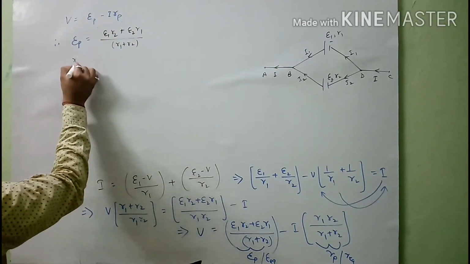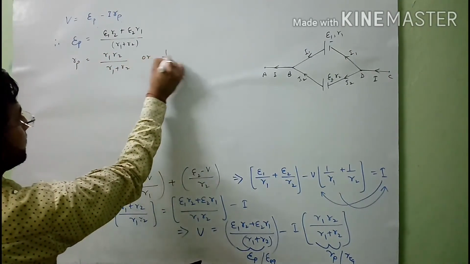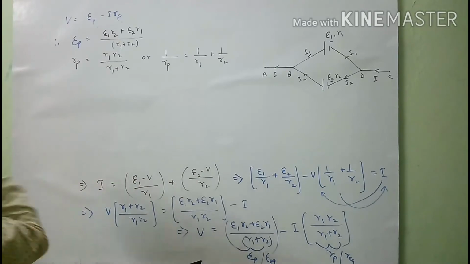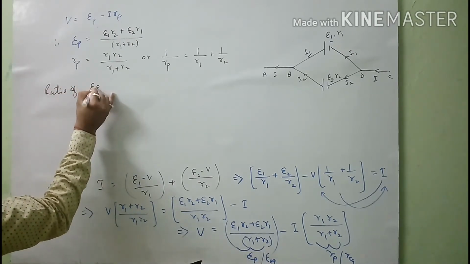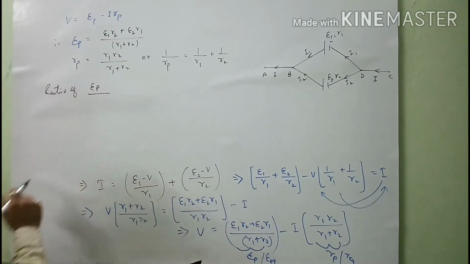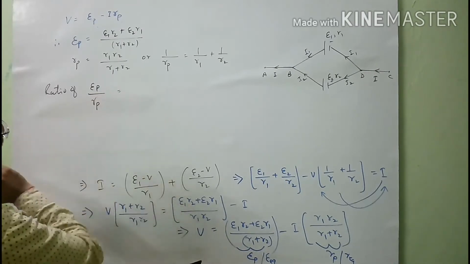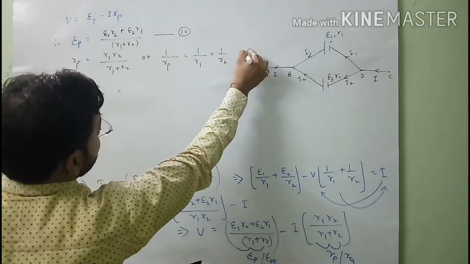Clear? And RP is equal to R1 R2 over R1 plus R2, or you can write 1 upon RP is equal to 1 upon R1 plus 1 upon R2. Point is clear, student? So here I will write this part in this way, and suppose after this, if I want to calculate the ratio of EP, means EMF of parallel combination, and the equivalent resistance in parallel combination, then what will come from the two equations? You can see this is supposed to be equation 4, this is supposed to be equation 5.